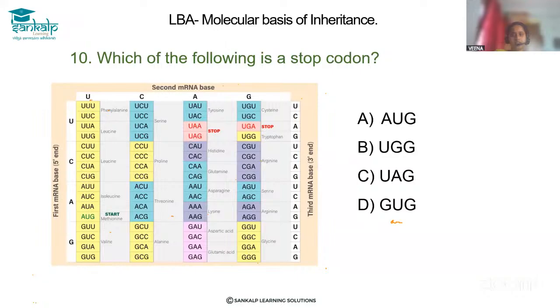Which of the following is a stop codon? So dear students, just observe the image here. This is the representation of codons, 64 codons. There are 20 amino acids, coded by 64 codons.